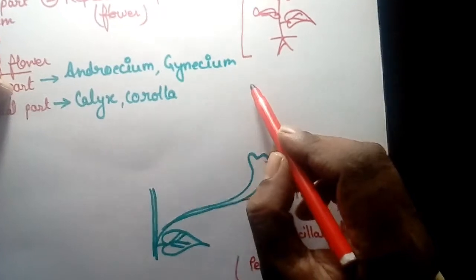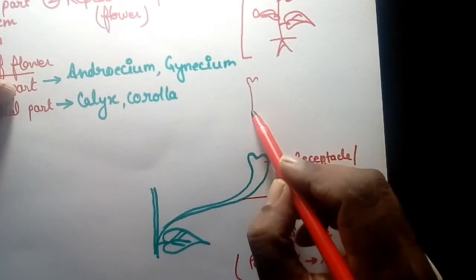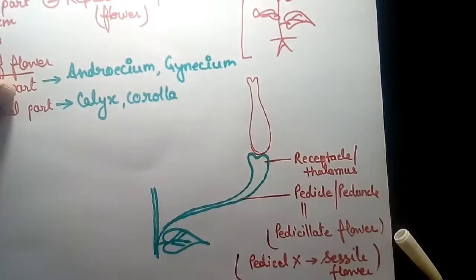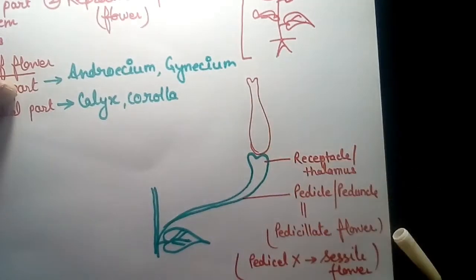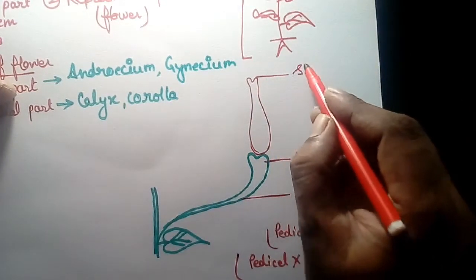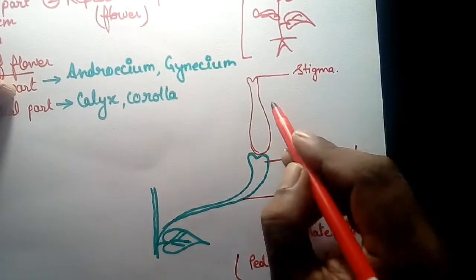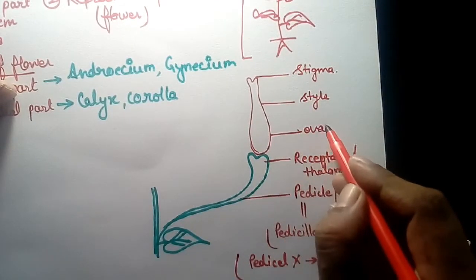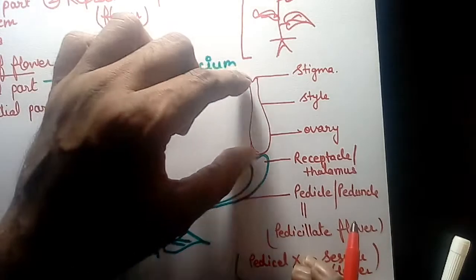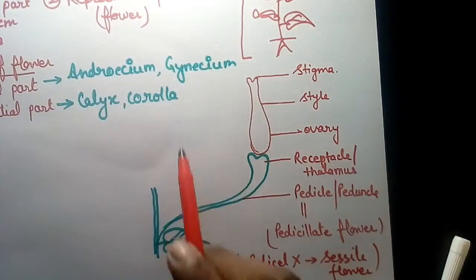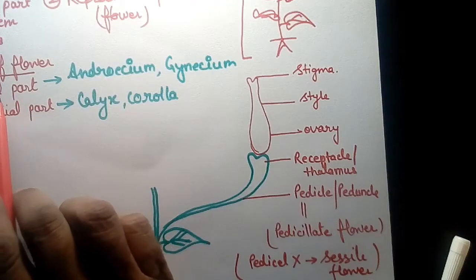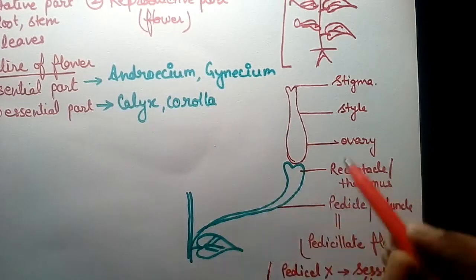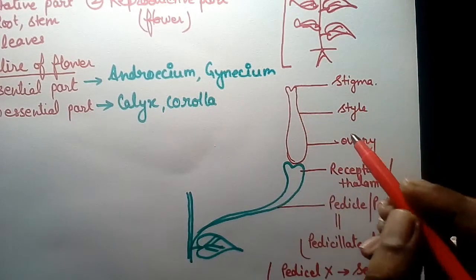Now the thalamus bears, like this, this is called the gynoecium part. The topmost part is called stigma. This is called style, and this is called ovary. This part is called gynoecium. That means gynoecium is the part which is essential, directly involved in the reproduction process. That's why it is called the essential part. Stigma, style, ovary.